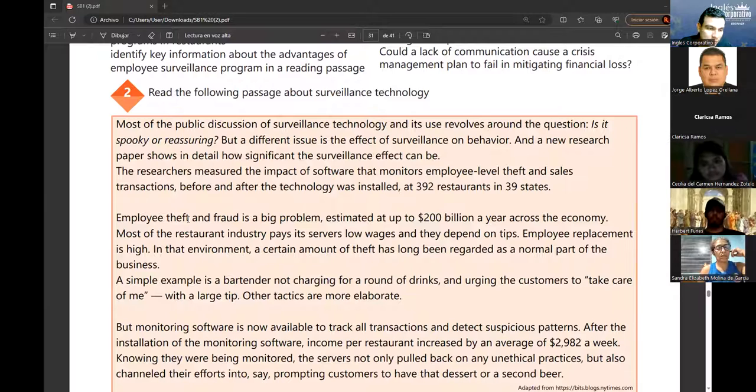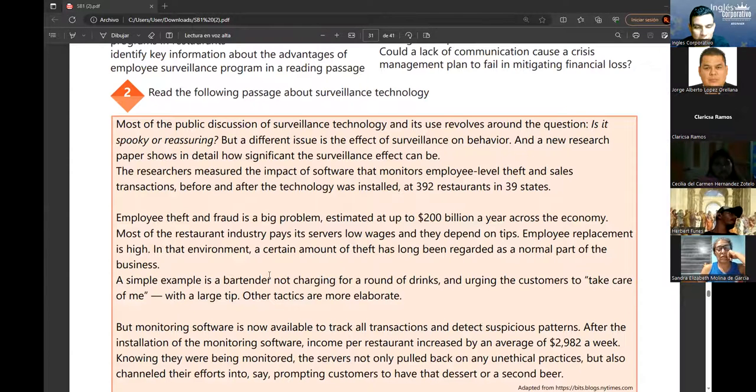Employee theft and fraud is a big problem, estimated up to $200 billion a year across the economy. Most of the restaurant industry pays its servers low wages and they depend on tips. Employee turnover is high. In that environment, a certain amount of theft has long been regarded as a normal part of the business. A simple example is a bartender not charging for a round of drinks and urging the customer to take care of me with a large tip.